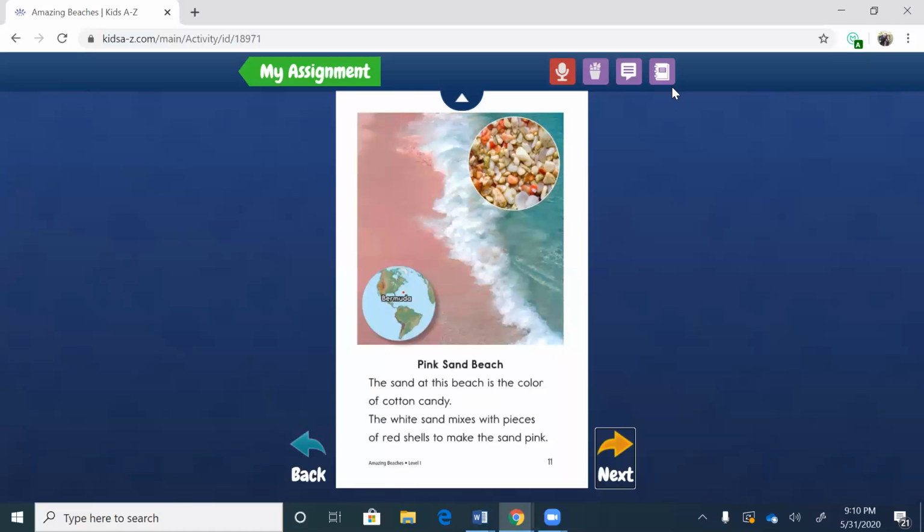Okay, we're looking at our picture. Look how pretty the sand is. It's pink. And this is, look at the world, it's in Bermuda. The sand at this beach is the color of cotton candy. The white sand mixes with pieces of red shells to make the sand pink. I'd like to visit that one too.